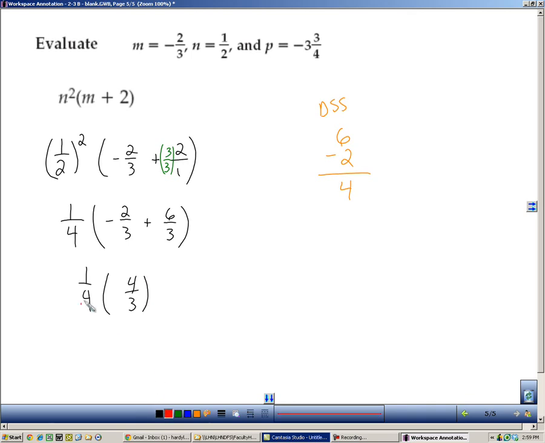There's cross canceling again. 4 goes into 4 one time. Positive times a positive is a positive 1/3.